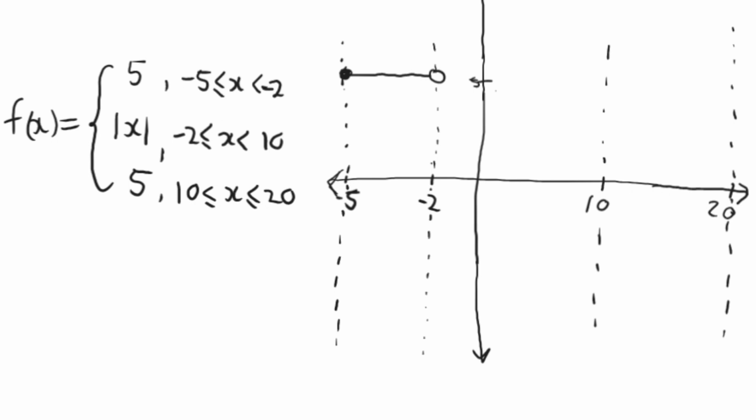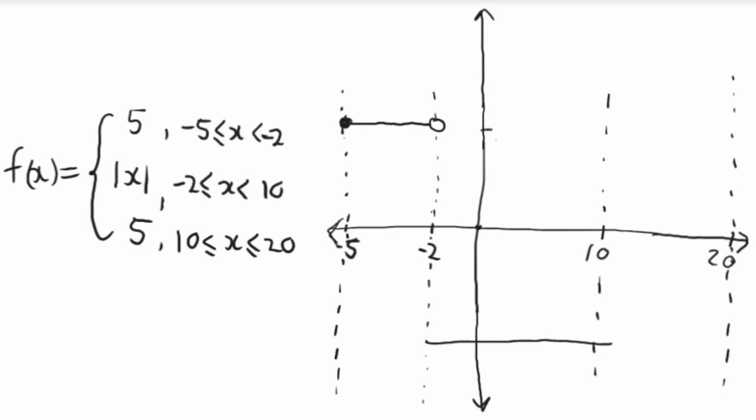And then we want to sketch the absolute value of x when x is between minus 2 and 10. So from here to there, we sketch the absolute value of x. We know that when x is 0, the function value is 0. When x is 10, the function value should be 10. So when x is 10, the function value must be 10 up there.